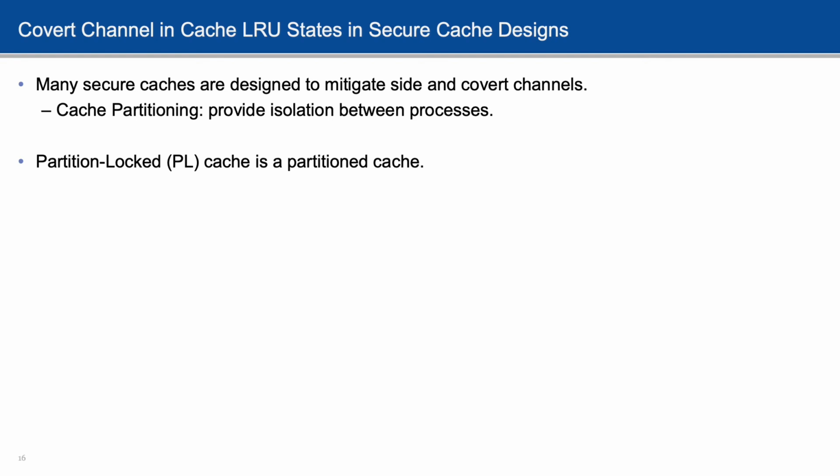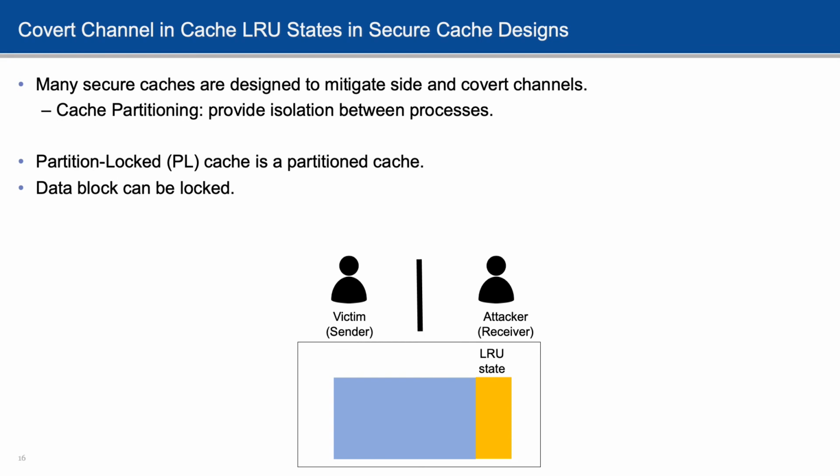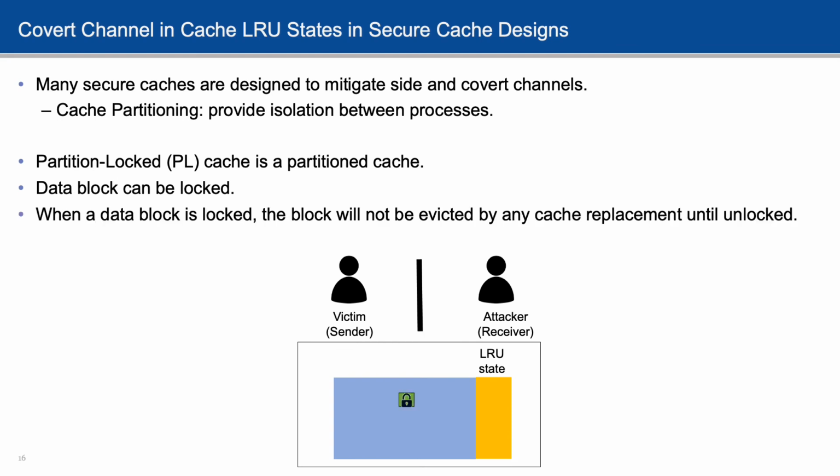Partition-locked cache is one example of a partitioned cache. The idea is to lock data blocks into the cache. Once a data block is locked, the block will not be evicted by any cache replacement until unlocked, such that the victim's new access will not trigger cache replacement. But the LRU state will still be updated by the victim. Thus, using the LRU state, there could still be information leakage.